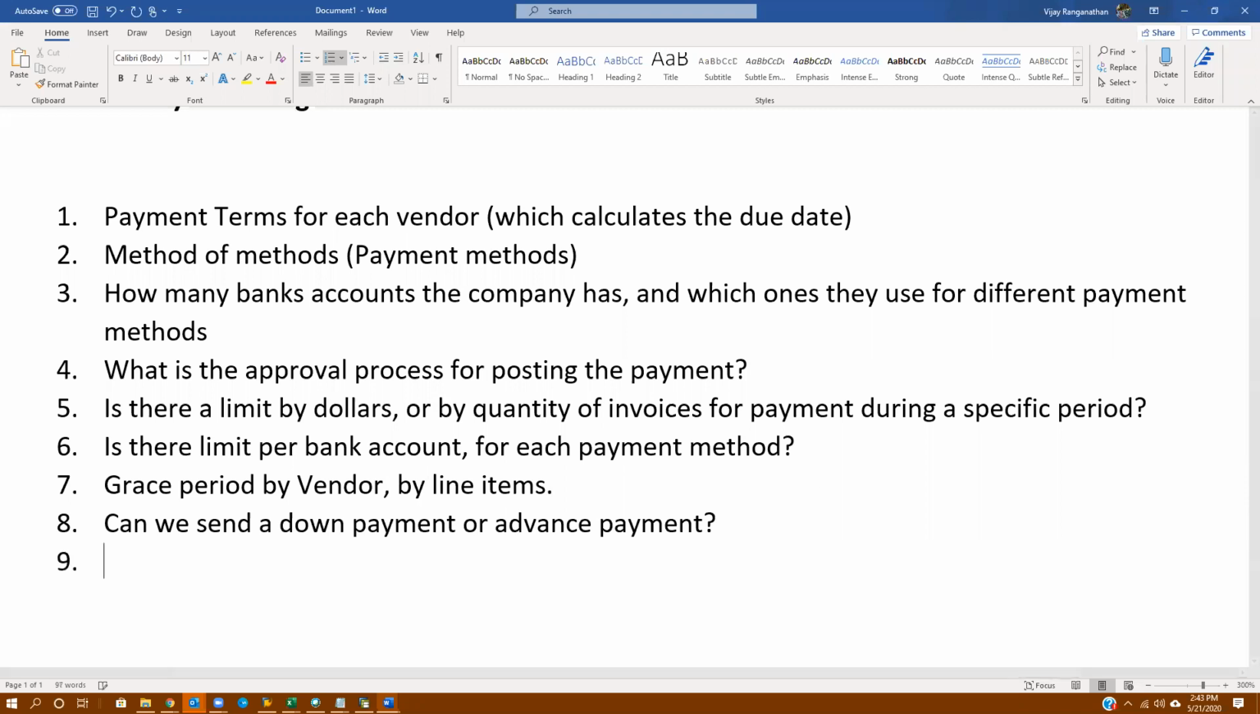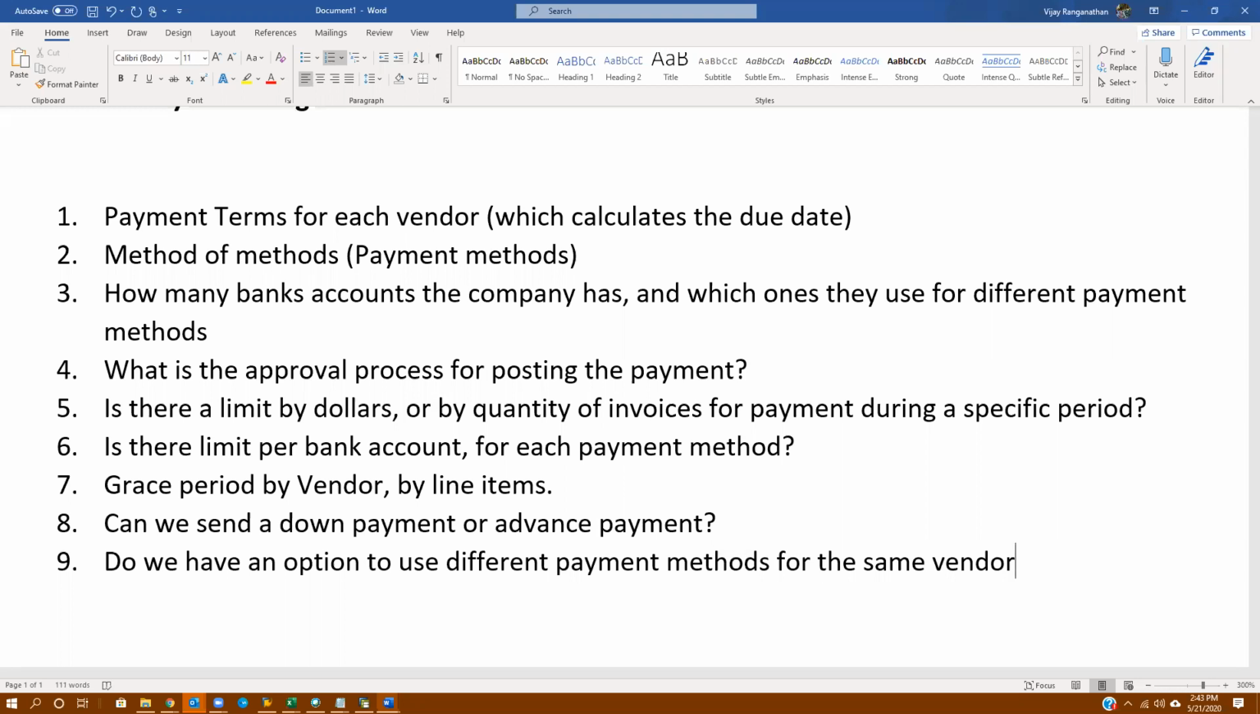Okay. And then do we have an option to use different payment methods for the same vendor?